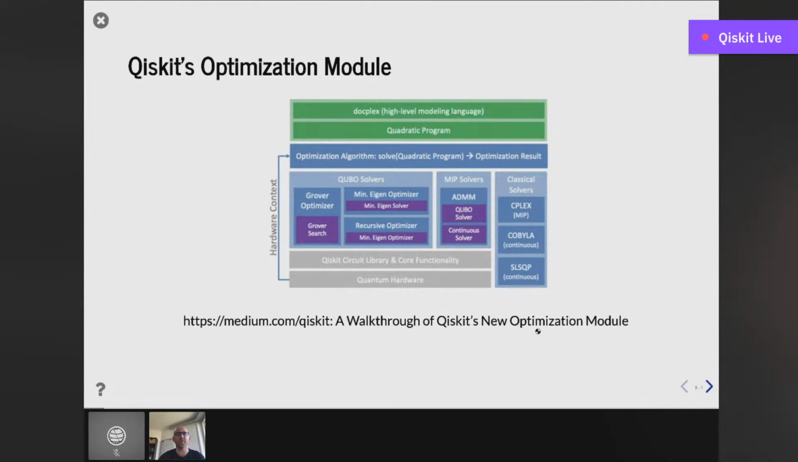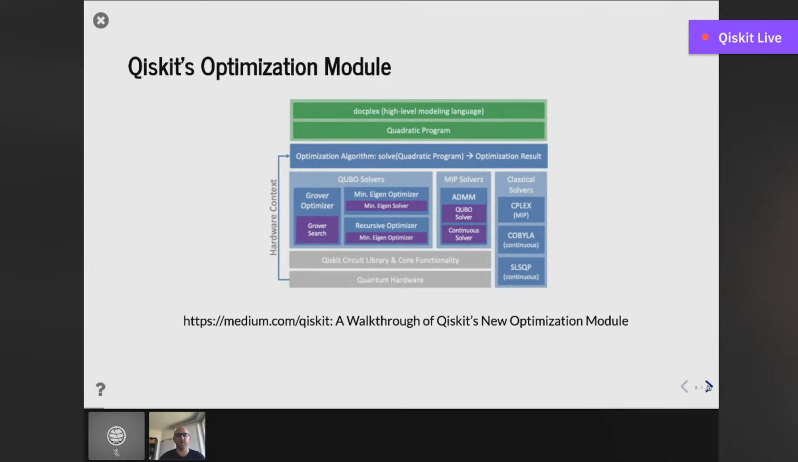Okay, I see one question. How is QAOA classified in that scheme? It's a minimum eigen optimizer, and I will come back to QAOA in particular. All right.